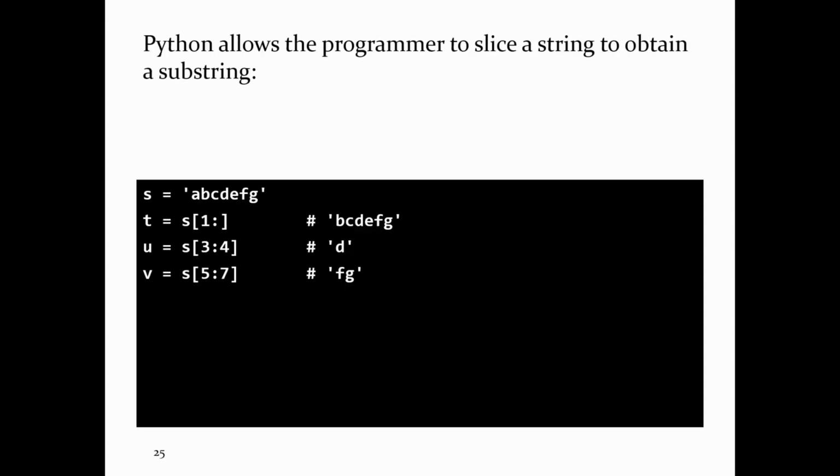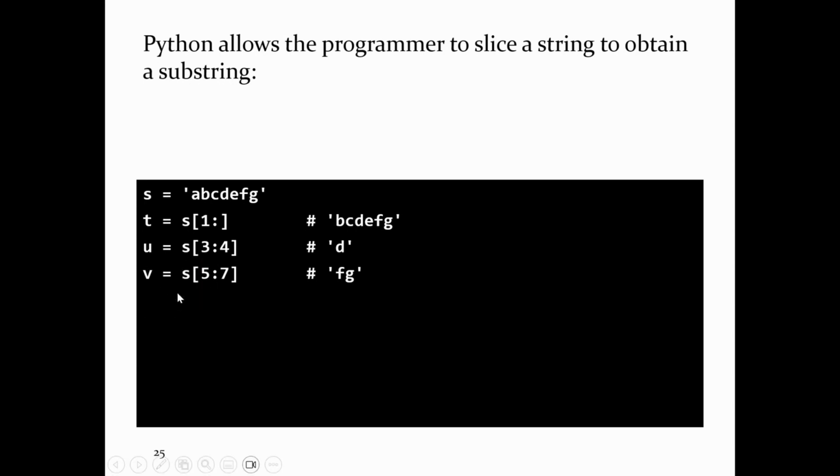Okay. In Python, you can slice a string. You can slice any sequence in Python. It's one of the nice things of the language. So if I have the string A through G, I can take the slice starting at the second character going to the end of the string. That gives you back a new string, B through G. I can take the slice consisting of the single character starting at index 3, so that gives you the D.